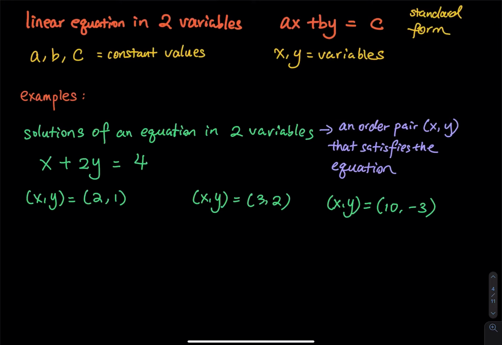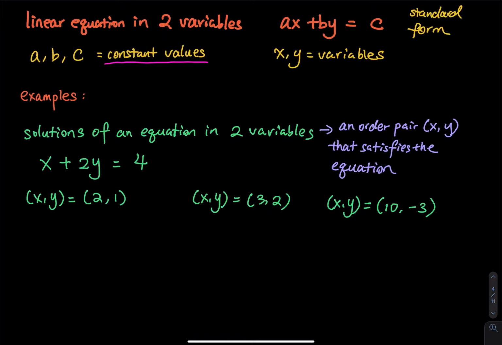In this video, I will talk about linear equation in two variables. So the standard form of a linear equation is ax plus by equals c. So a, b, and c are constant values. What is a constant value? It is a language that we use in algebra all the time.